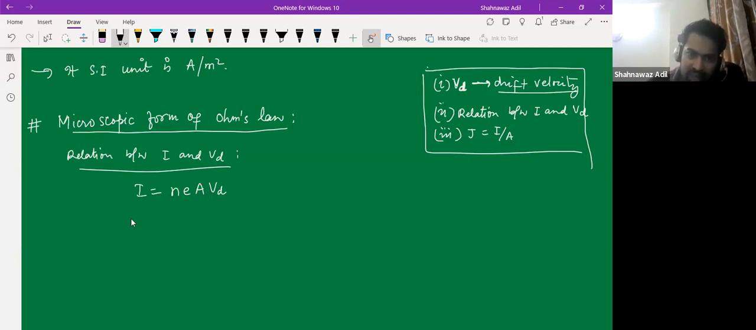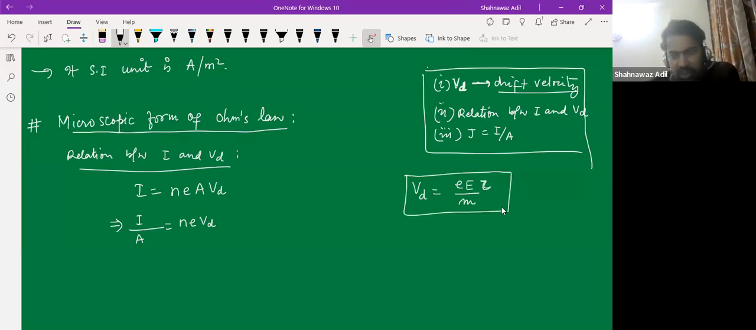If I take this I on the left hand side, that would be I by A equals nE VD. And recall what this VD was: the acceleration, which was eE by m, times the average time tau. So this was the VD, right? If we put this value in here, that would be how much?